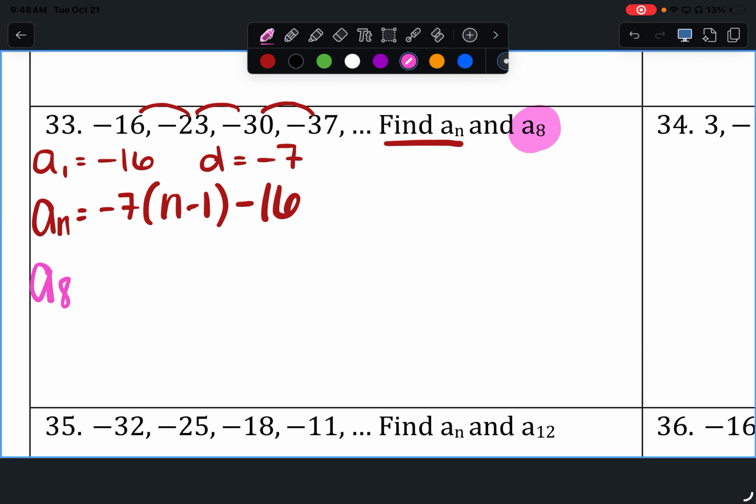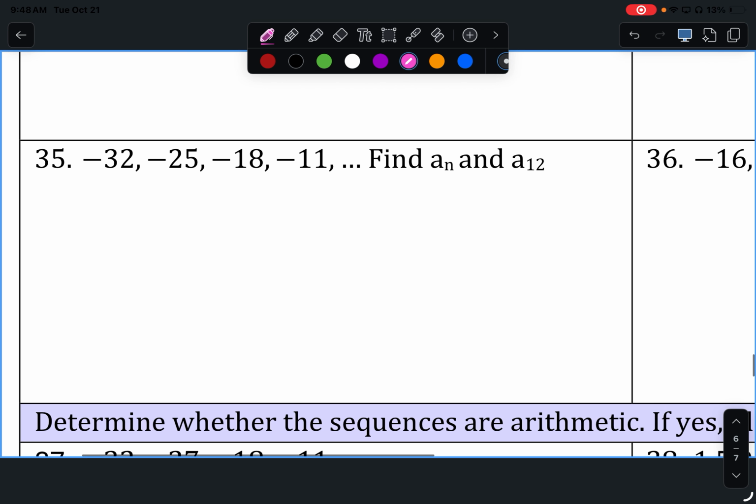Okay, so for this one, we're going to plug in 8. So -7 times 8 minus 1 minus 16. What is that going to be? And there we go. Go ahead and start 35 while I answer this.